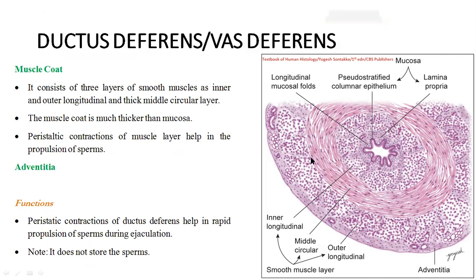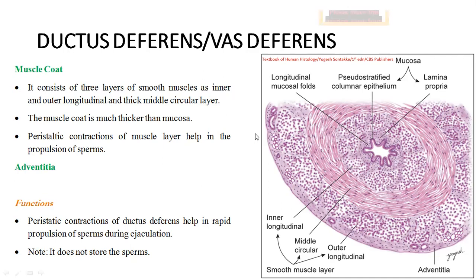So the muscle coat consists of three layers of smooth muscle: inner longitudinal, middle circular and outer longitudinal. So the muscle coat is much thicker than the mucosa. It's very much obvious from this picture, right? Then peristaltic contraction of the muscle layer helps in propulsion of sperms towards the prostatic urethra.